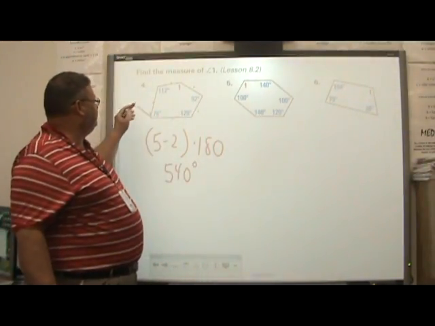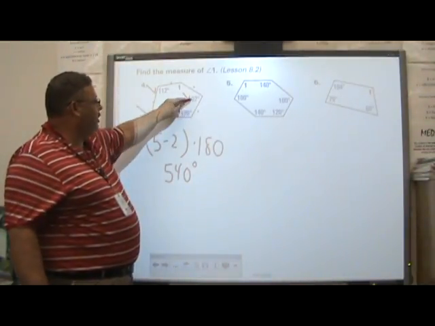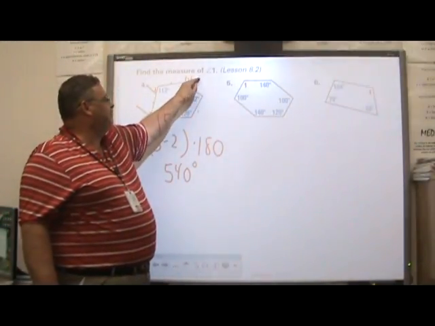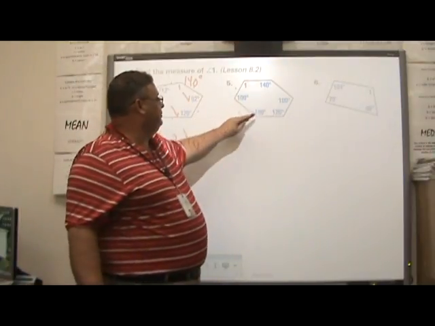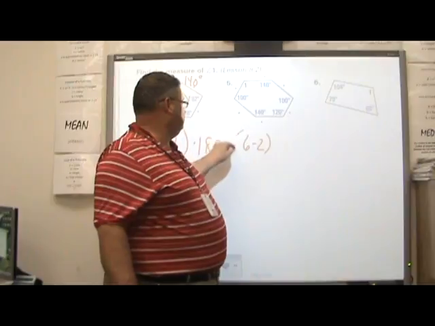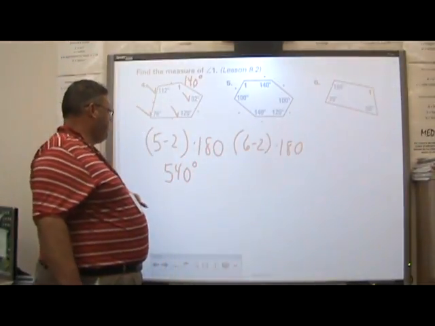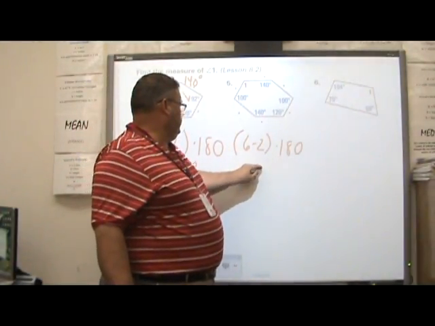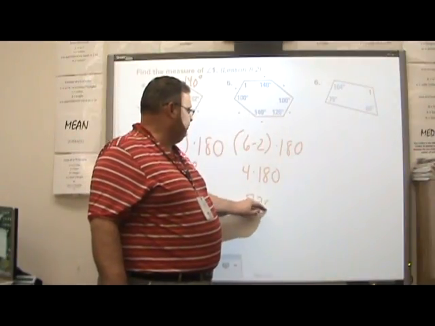And if you subtract 76, 112, 92, and 120, or you add them all up and subtract them, then you would find that this angle measurement's 140 degrees. Okay. Let's look at this one. 1, 2, 3, 4, 5, 6. 6 minus 2 times 180. Okay. Which is 4 times 180. And you'll find out that's 720 degrees.